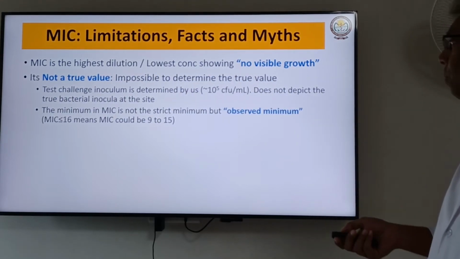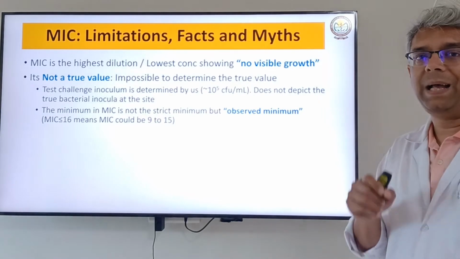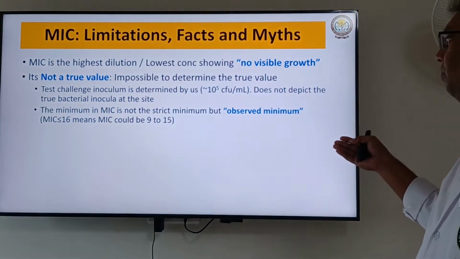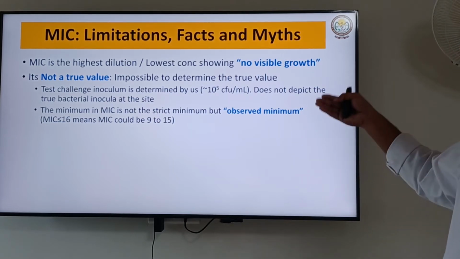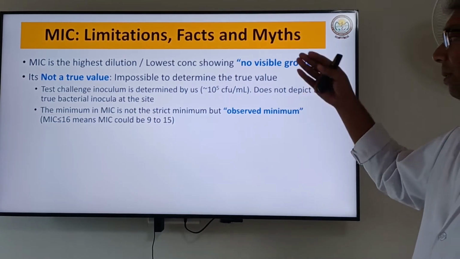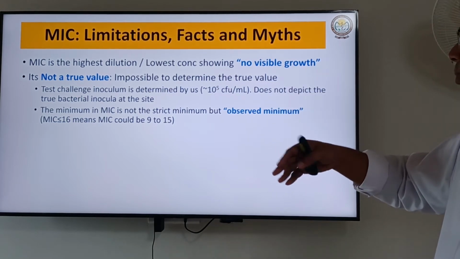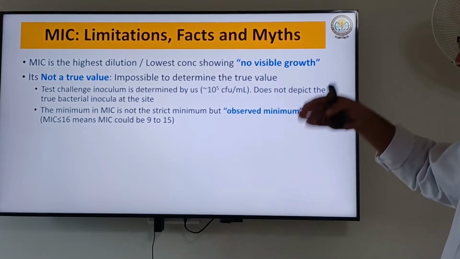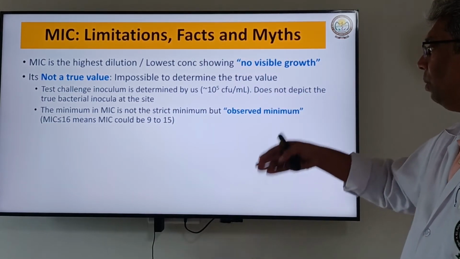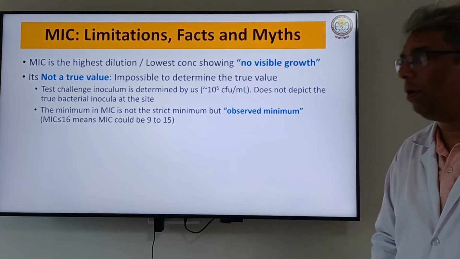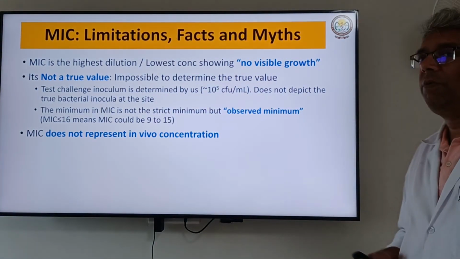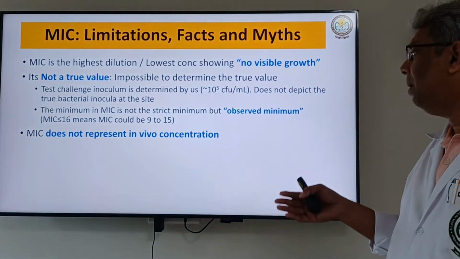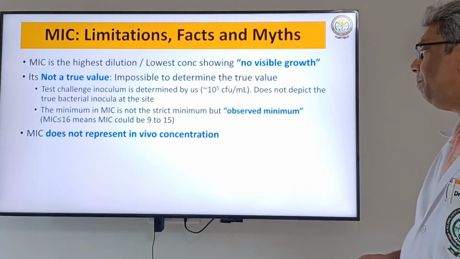So it's not a true value, because it's impossible to determine the actual MIC. Whenever we are doing serial or double dilutions, we are checking, let's say, 2, 4, 8, 16. If at 16 there is no growth but at 8 there is growth, we will label the MIC as 16. But what about 15, 14, 13? There could be growth, there may not be growth. So for values between 9 and 15, we cannot determine the true value. At the most we can do geometric dilutions, but that's again a very tedious process, and it cannot be done in routine labs, only in referral labs.